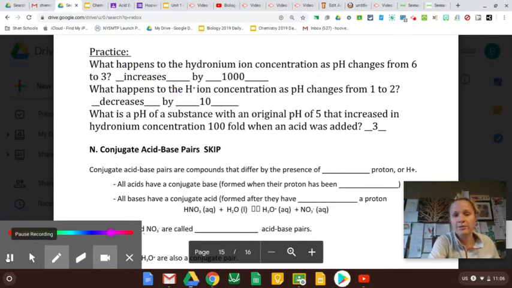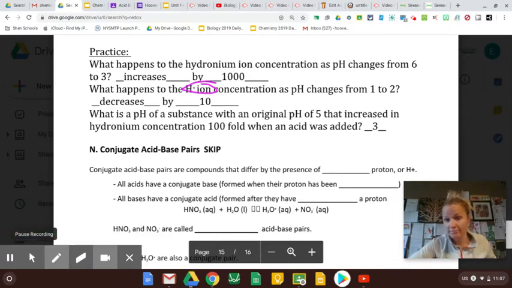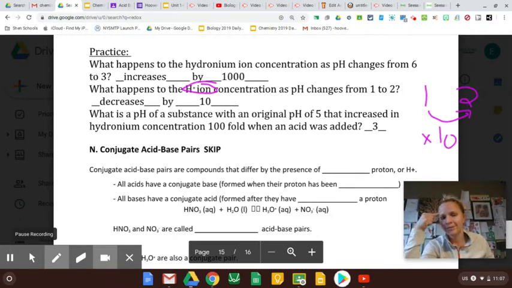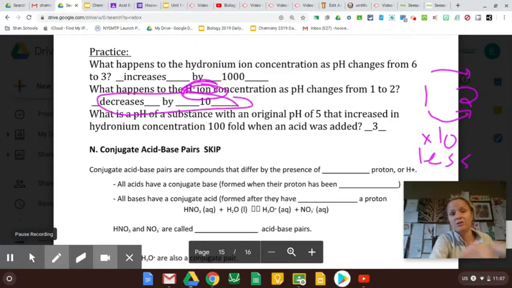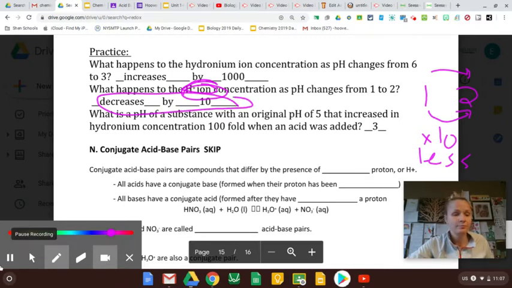Next one. What happens to the acid ion as pH changes from 1 to 2? So I'm like, okay, that's one step on the pH scale. That's just times 10. But is that 10 times more acidic or 10 times less acidic? If I'm going 1 to 2, I'm going away from the acid side. So this is getting 10 times less acidic. So I should have less of that acid ion. So I'm going to say it decreases times 10.